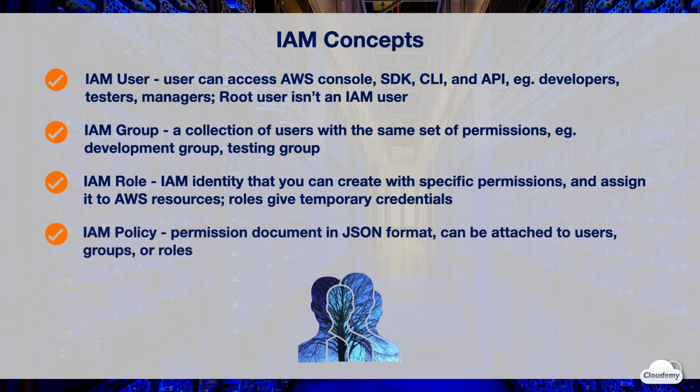IAM policy is a permission document which allows or denies access to specific AWS resources. You can attach IAM policies with users, groups or roles. Most IAM policies are stored as JSON documents. There is a list of AWS predefined IAM policies. You can also create your own policies.